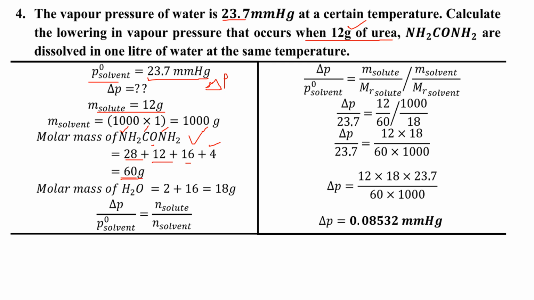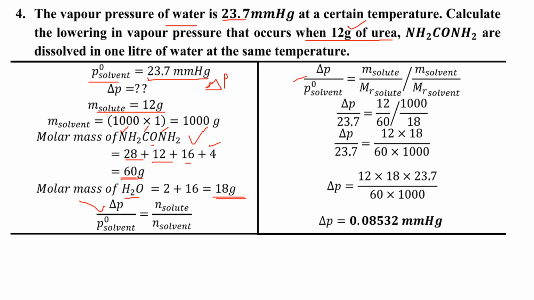Then what about the solvent? Remember that the solvent we're using is water, and water has a standard formula, which is H2O. So to get the molar mass of water, you have to show the calculation. So it's going to be 2 times 1 plus 1 times 16 to get you 18 grams. Now remember, I told you they're asking to calculate the lowering in vapor pressure, and lowering in vapor pressure, I told you, is the numerator on the left hand side. So that's why we are presenting it with change in P.